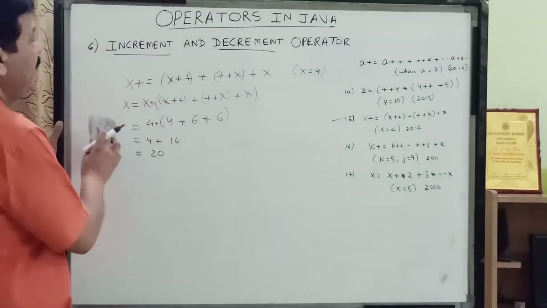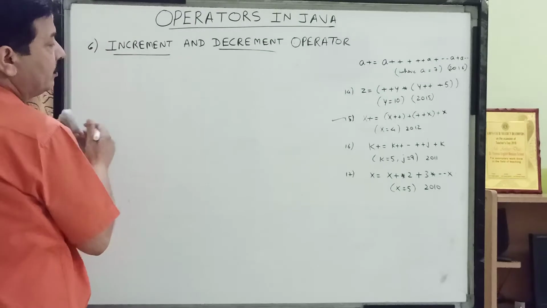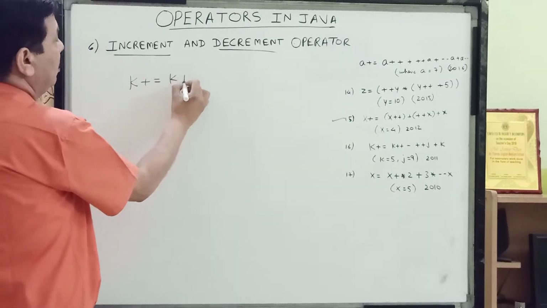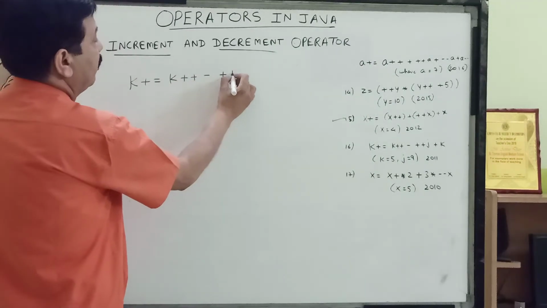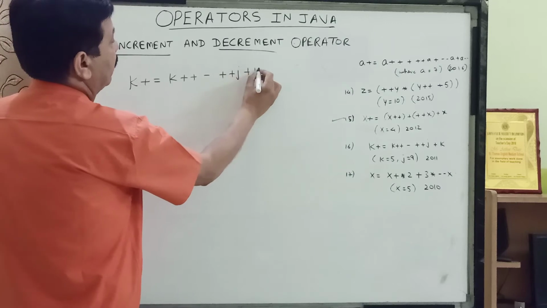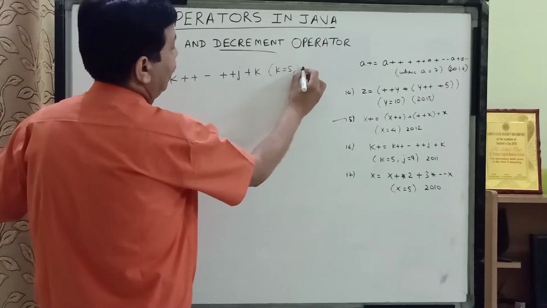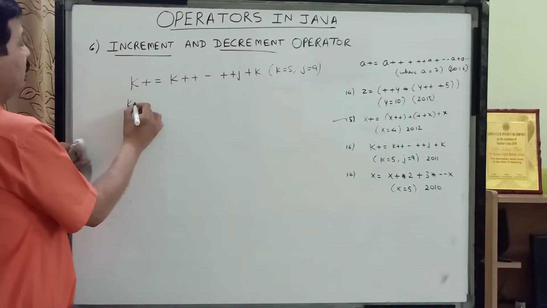Now the next one is the 16th one, which is k += k++ - ++j + k, and the value of k given is 5 and the value of j given is 9. So again, a Java shorthand is used.